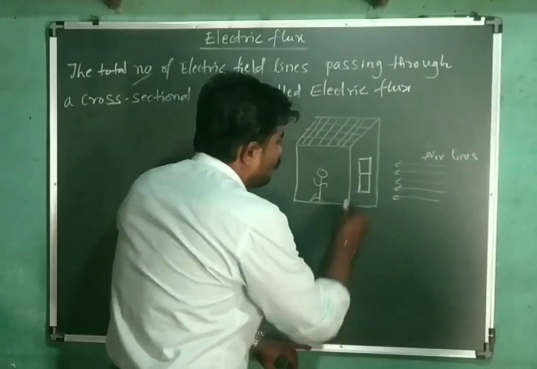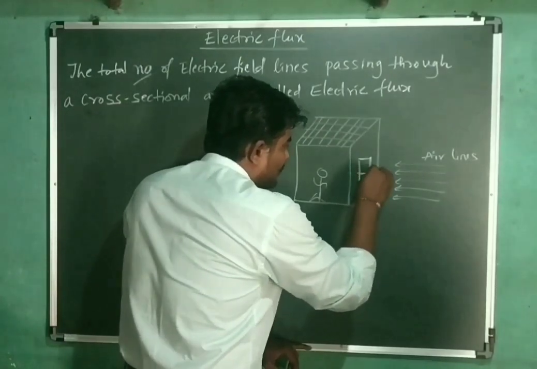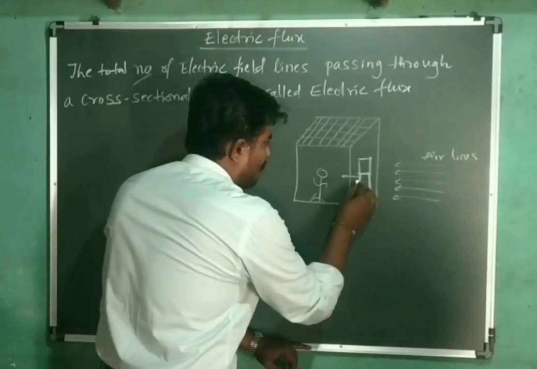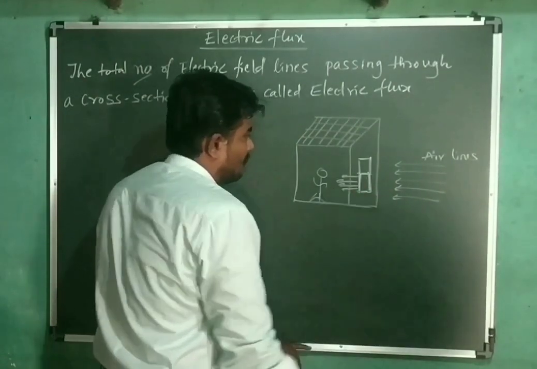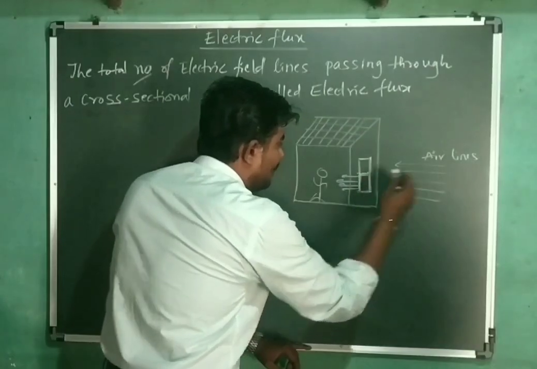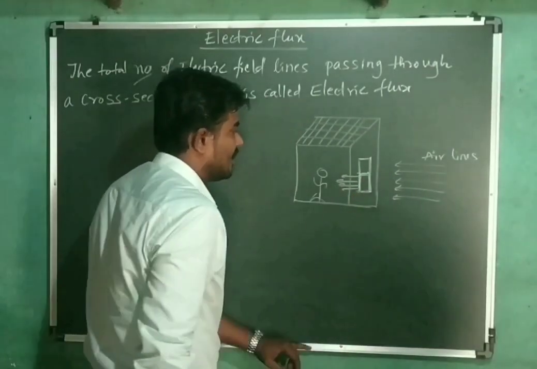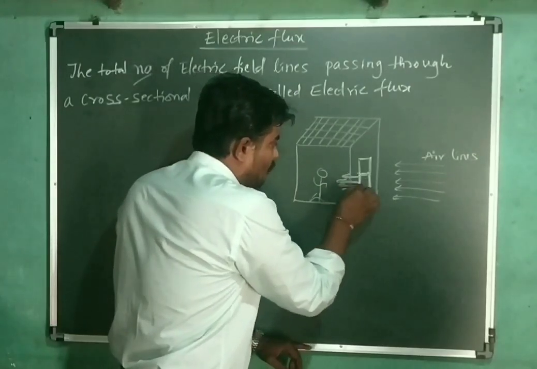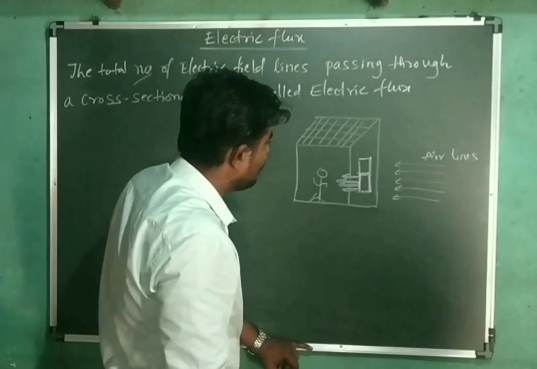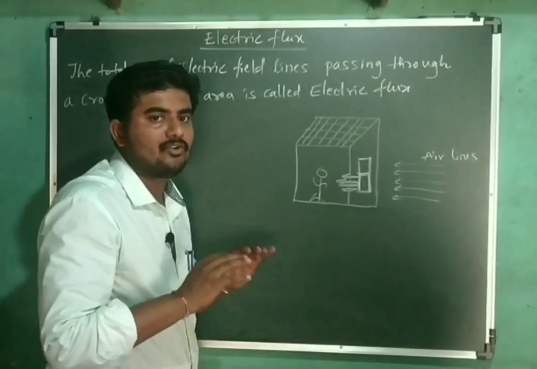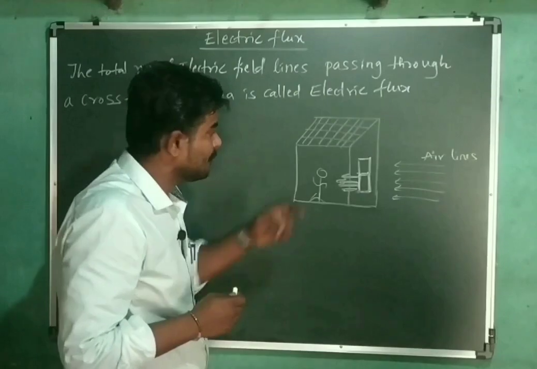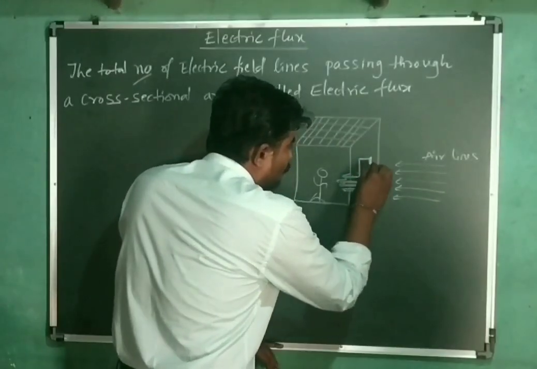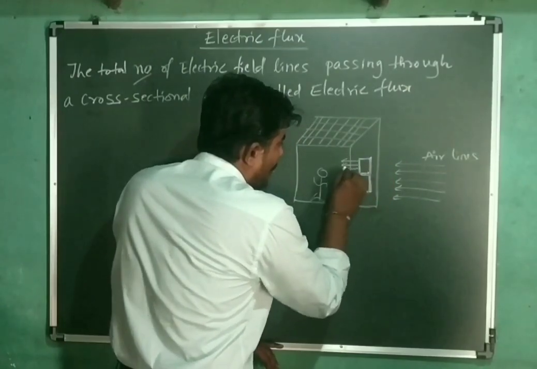You open first window. This window you open, and air rushes from outside to inside. From this area, air will enter, from outside to inside, and you may feel a little cold. Because this amount of air is entering inside. And again you start to feel a little hot. What you do, you open this window also, and if you open this window also, the air will come inside this way.